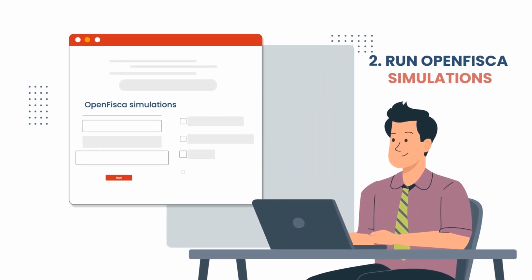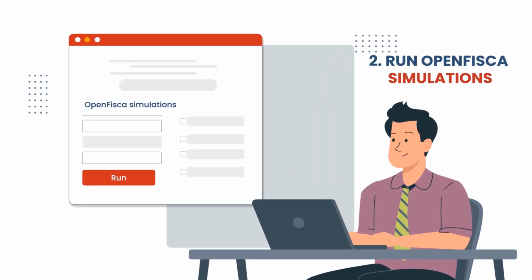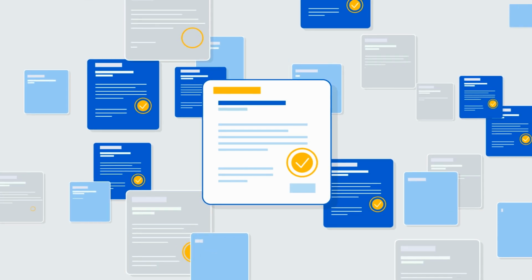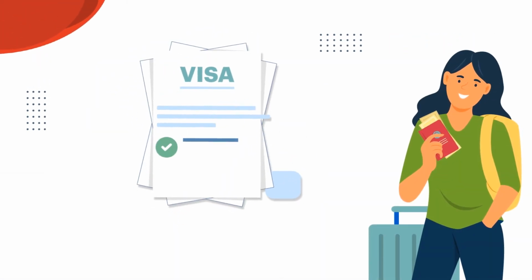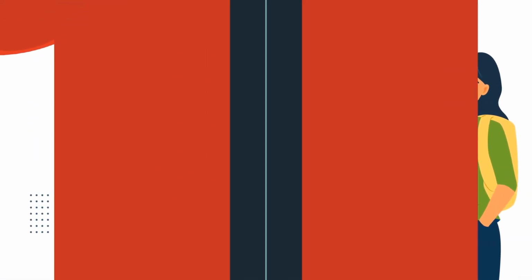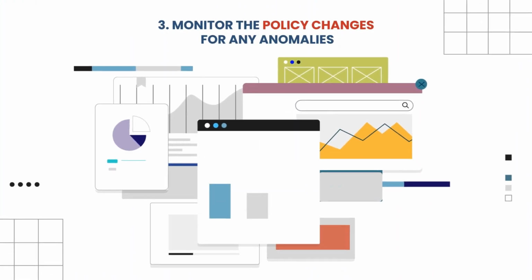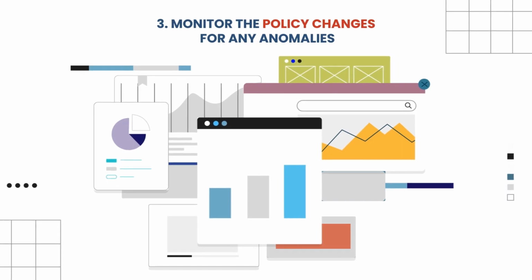Second, run OpenFisca simulations for modelling policy changes. For this demonstration, we use synthetic data to simulate changes in key eligibility requirements. In the real world, you'd use real data. And third, monitor the policy changes for any anomalies. If the actual results do not meet the expected changes within a certain threshold, an alert is sent.